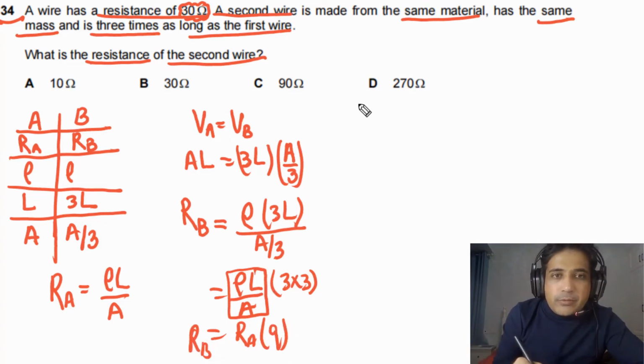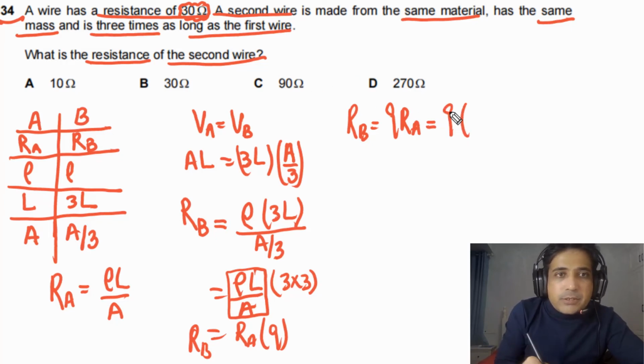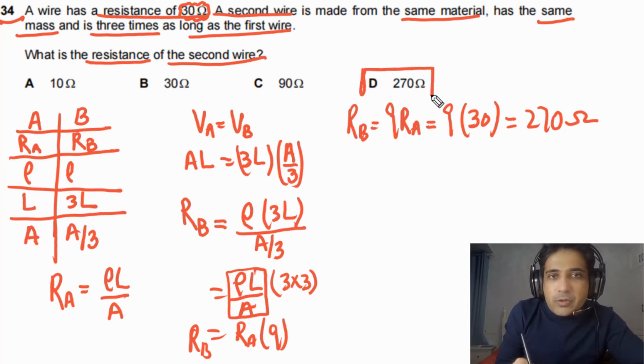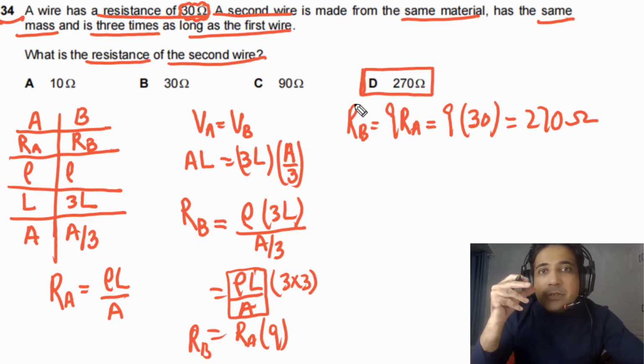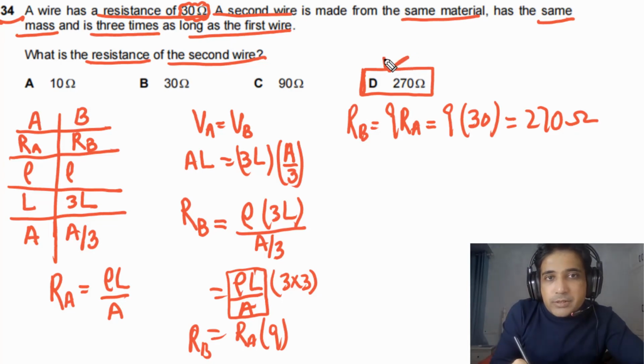So simply we can write down that the resistance of wire B is equal to 9 times the resistance of wire A. The resistance of wire A is given, so if we simply multiply, our final answer will be 270 ohms. So this is the resistance of wire B. This is how you can approach this type of problem. You need to understand the technique, the method we use. So the answer for this question is D.